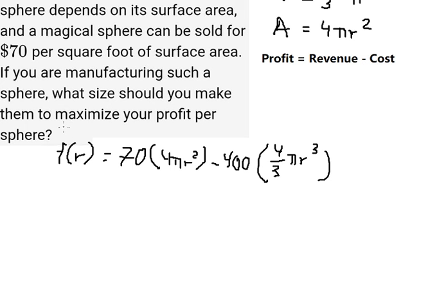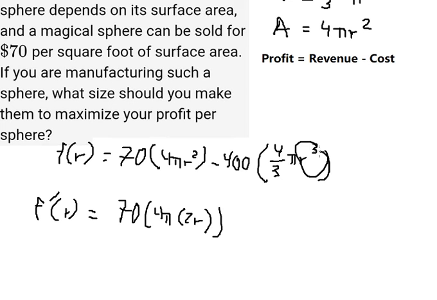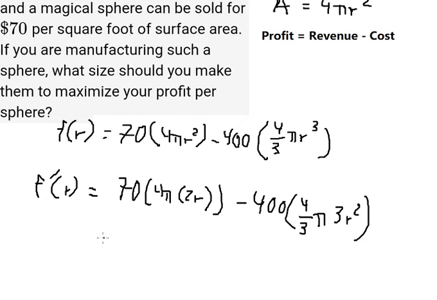Now, if we want to maximize the profit, we need to first find the derivative of the function. First derivative of r squared, we have 2r. First derivative of this one, we have 3r squared. Now we need to simplify the numbers.